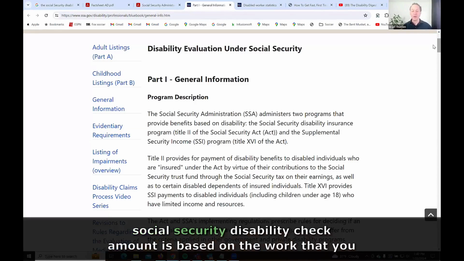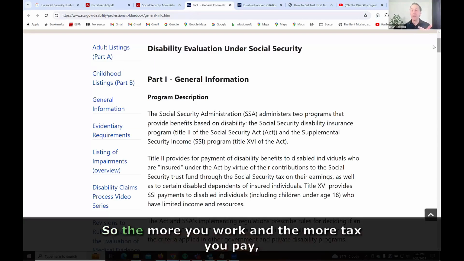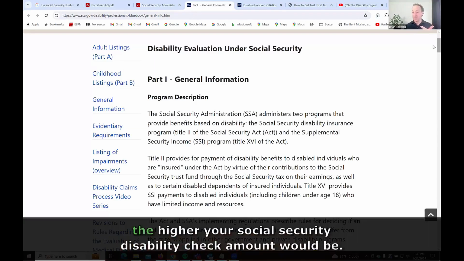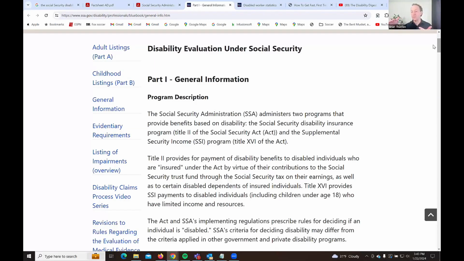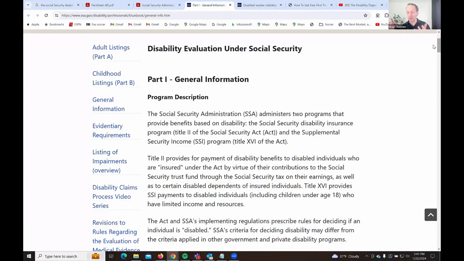Your Social Security disability check amount is based on the work that you do and the taxes that you pay. So the more you work and the more tax you pay, the higher your Social Security disability check amount would be. An average check that we see here at the Disability Digest is $1,350. Okay.